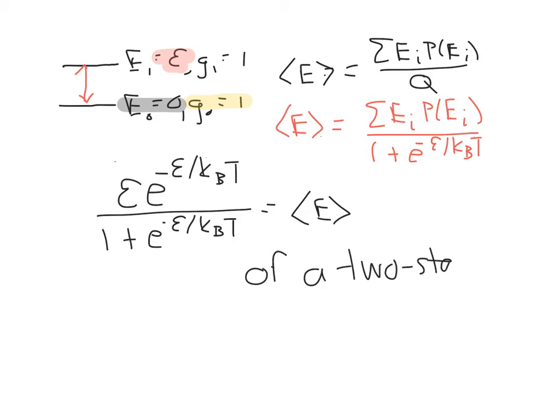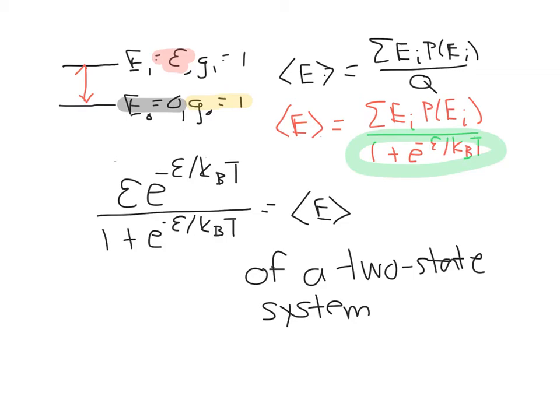So notice that what we've done here is just apply the definition of the average value theorem to a two-state system. You can expand this to any number of states by just including more terms in your sum.